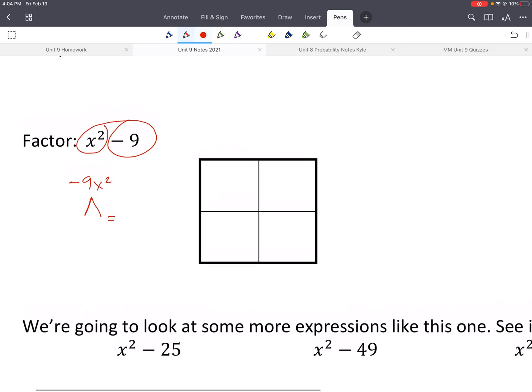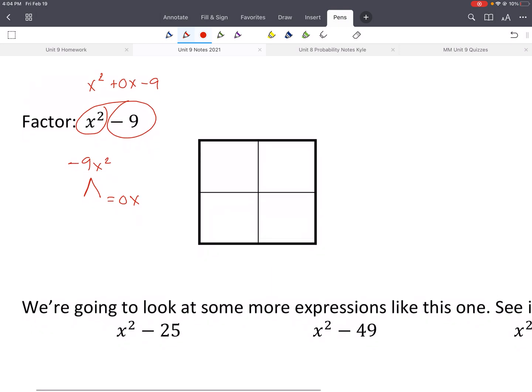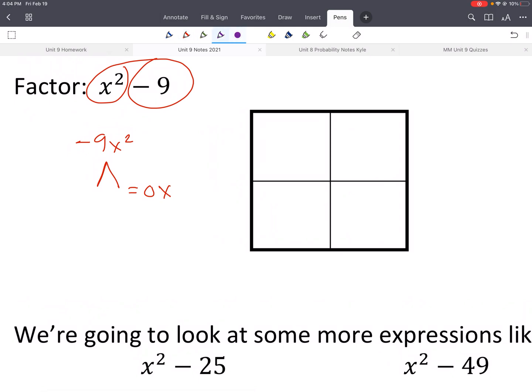Okay, for it to disappear, what does b need to be? Well, b would have to be 0. So you could write this as x squared plus 0x minus 9. Okay, but 0 times x is just 0, and we don't want to write down a 0. We want to simplify it. So now we need those two things that multiply and add.